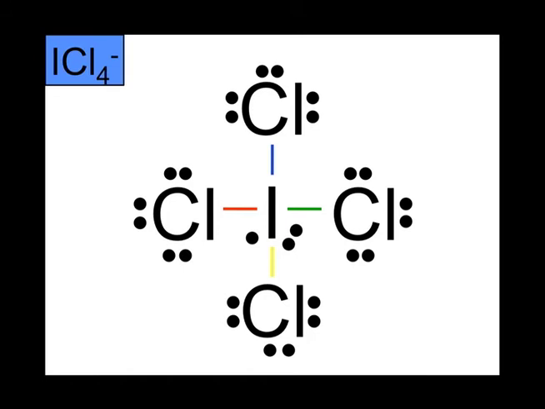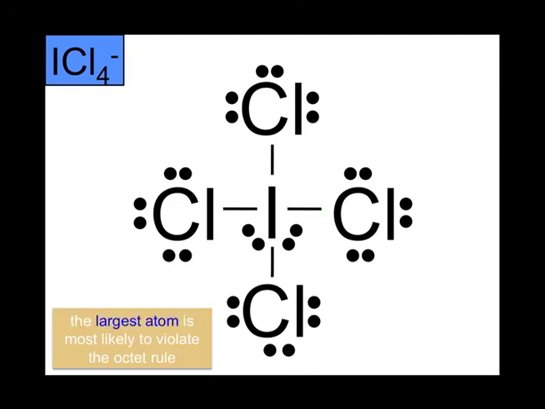But we notice that there is also a formal negative charge, meaning there is an additional electron somewhere in the structure. The chlorines all have a full octet, but iodine has 1 unpaired electron, so it makes the most sense to place this extra electron on iodine, giving it 4 bonds and 2 lone pairs. Once again, the largest atom has violated the octet rule, and the other atoms have obeyed it.